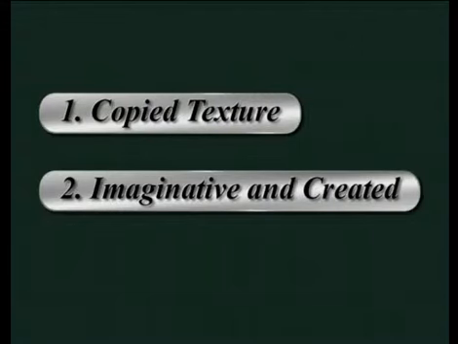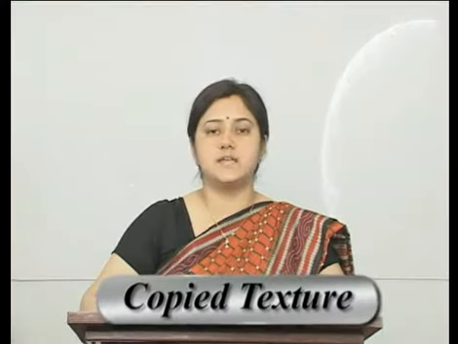Artificial texture. When we cover a textural surface with another texture, that is called artificial texture. It can be of two types: copied texture, and imaginative and created. Copied texture: in this, when we draw a texture on the basis of a model, that is called copied texture.